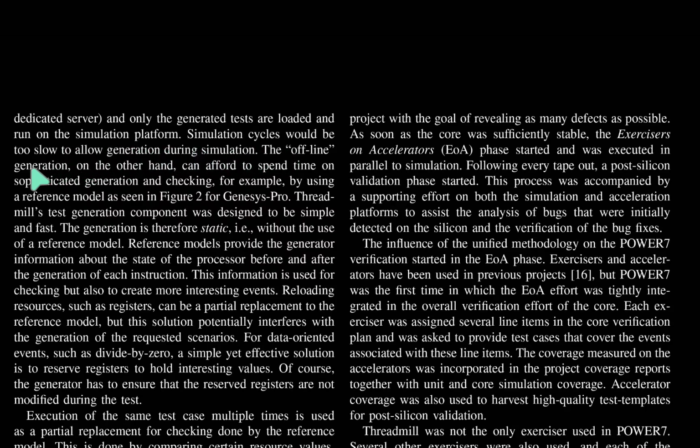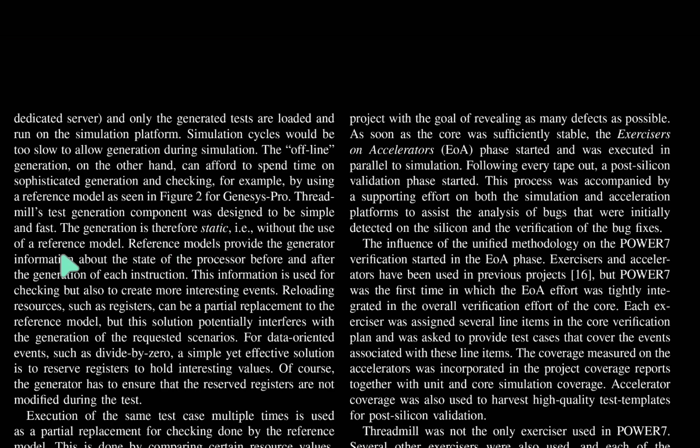Offline generation, on the other hand, can afford to spend time on sophisticated generation and checking, for example by using a reference model, as seen in Figure 2 for Genesis Pro. Treadmill's test generation component was designed to be simple and fast. The generation is therefore static, that is, without the use of a reference model.